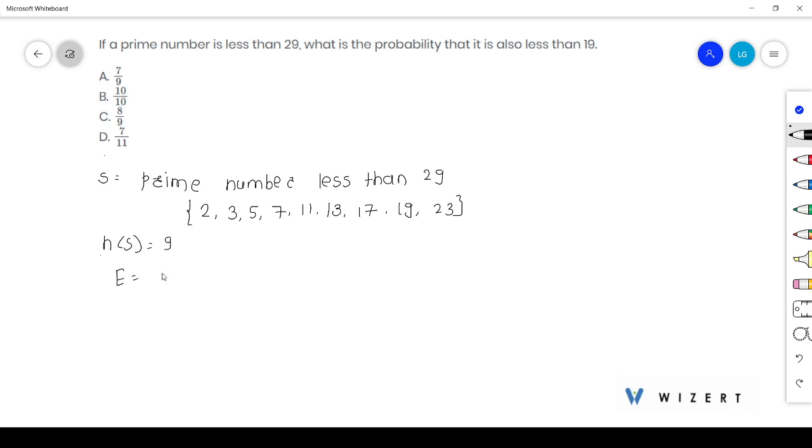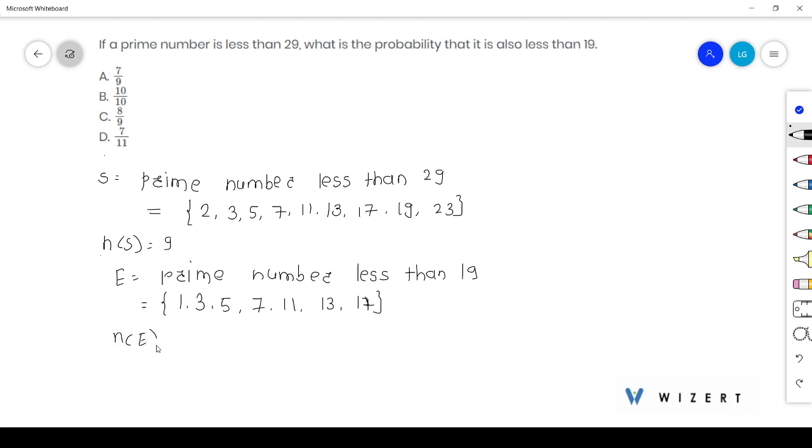Suppose E be the event of getting a prime number less than 19. So it is 1, 3, 5, 7, 11, 13, 17. So n of E is 7.